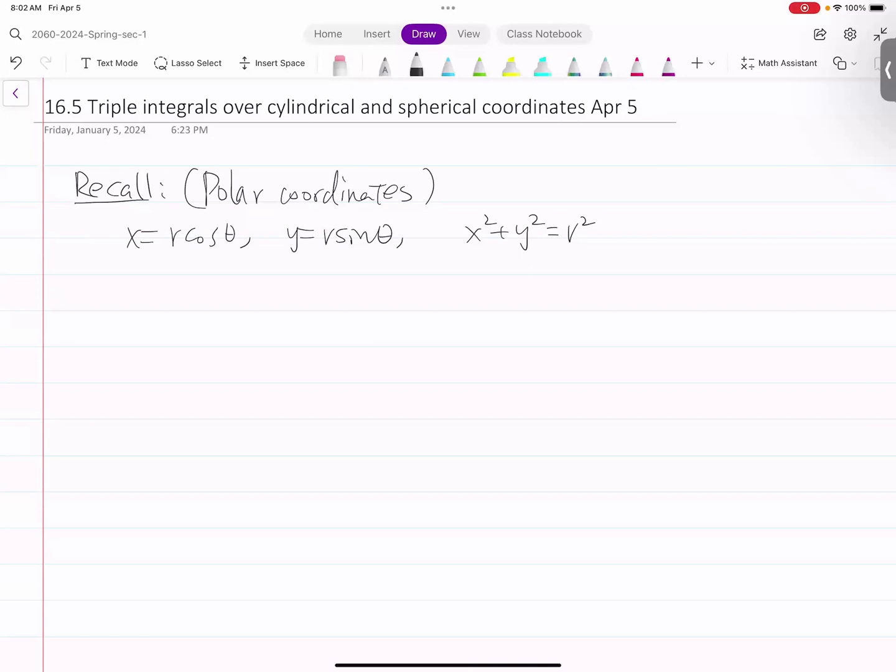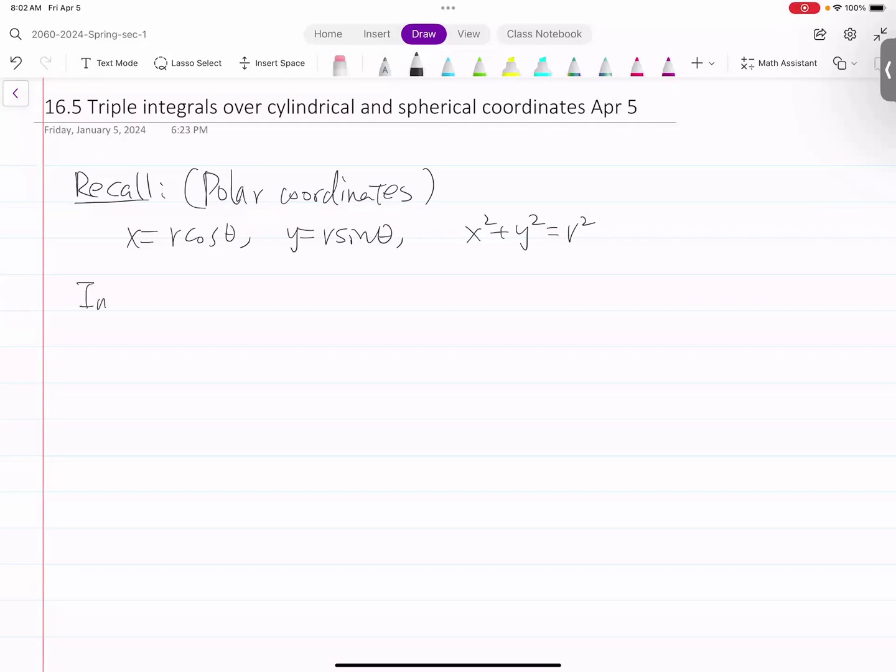Okay. So here we talk about the cylindrical coordinates. It's going to be a direct extension. There'll be x, y, z coordinates in the three-dimensional space, but we just translate x and y. We just keep z the same.